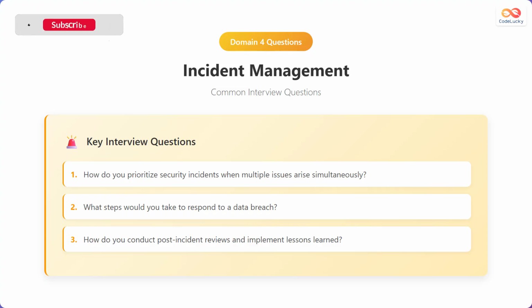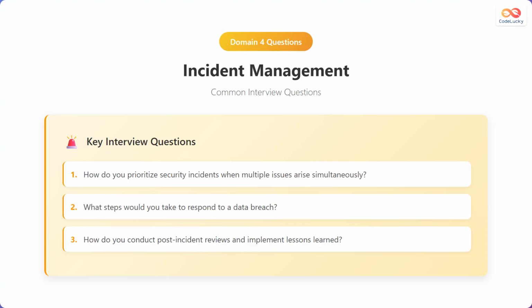Incident management questions evaluate your crisis leadership abilities and operational readiness. The first question asks how you prioritize security incidents when multiple issues arise simultaneously. This tests your decision-making skills under pressure and understanding of business impact assessment. You should explain incident classification systems, escalation procedures, and resource allocation strategies. Demonstrate knowledge of business continuity priorities and stakeholder communication requirements.